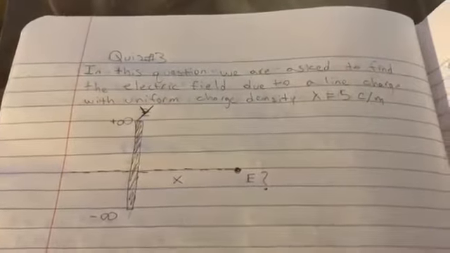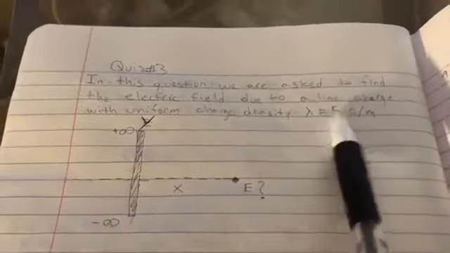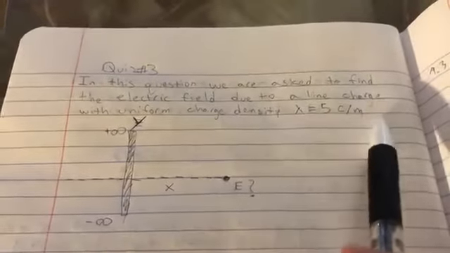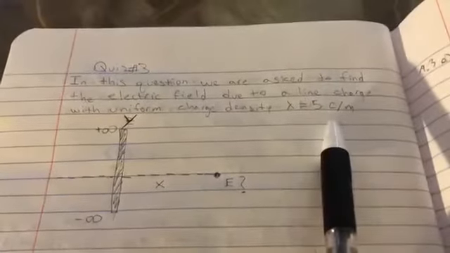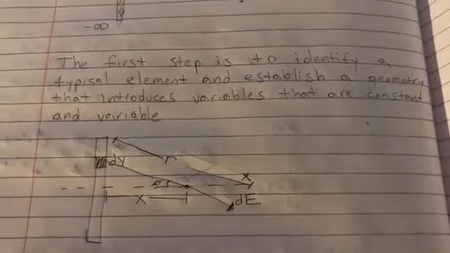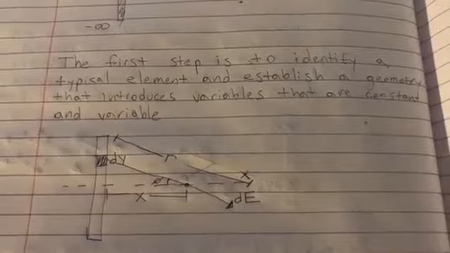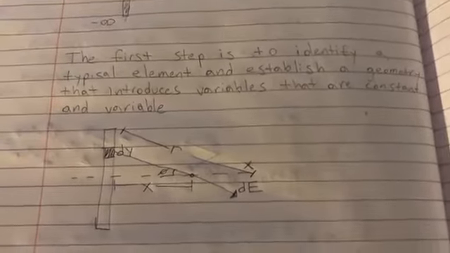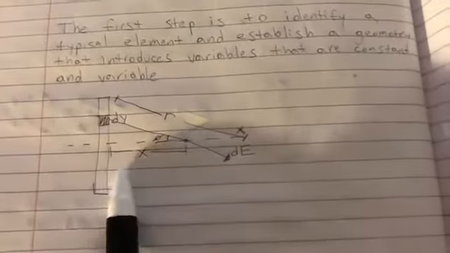Alright, in this video we're asked to find the electric field due to a line charge with uniform charge density of 5 coulombs per meter. This is the illustration we have going on. So the first step is to identify a typical element and establish a geometry that introduces variables that are constant and variable. So here I draw it out.